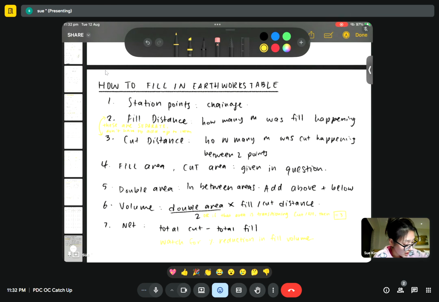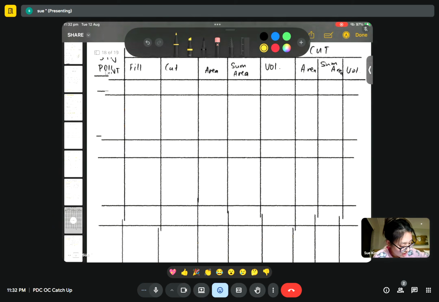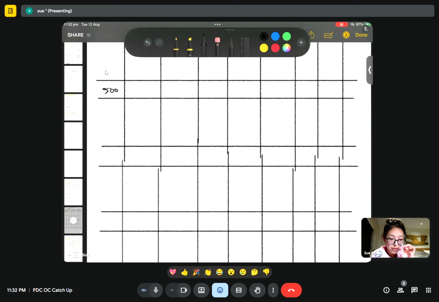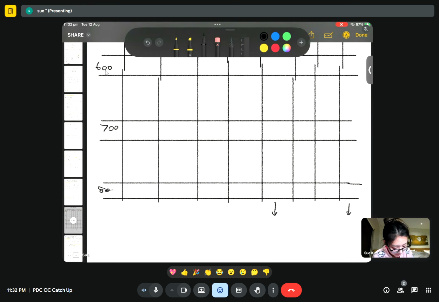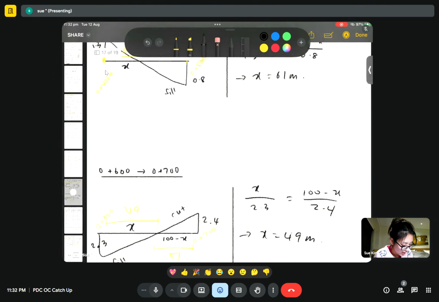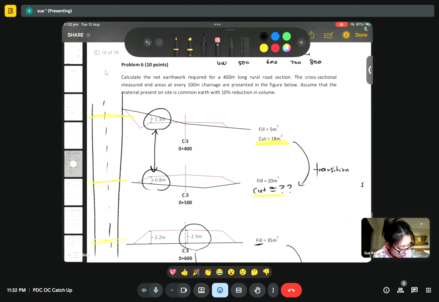Again, all you have to do is remember how to do these steps, and then the actual calculation is very straightforward. So firstly, I'm going to fill in the chainage points here. Very easy. I'm going to write this in the smaller, thinner boxes, like this. Okay, and then step 2, I'm going to find the fill distance. So for how many meters was fill happening between each point. From my diagram, from 400 to 500, for how long was fill happening? So actually there was fill happening for the entire duration.